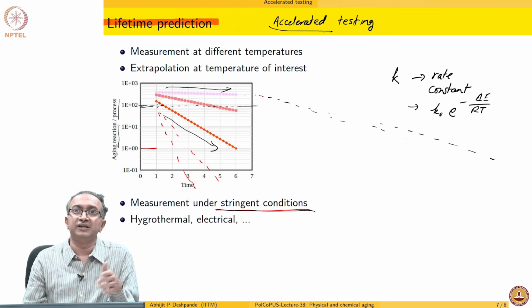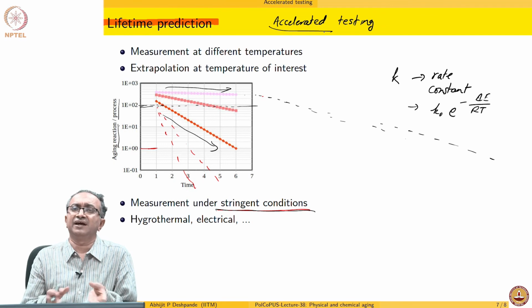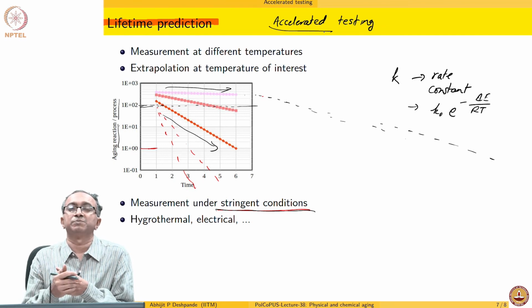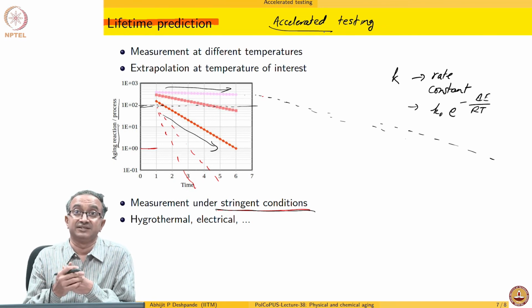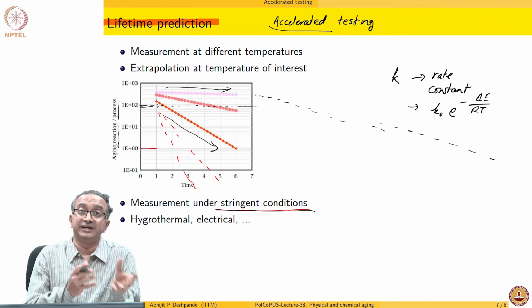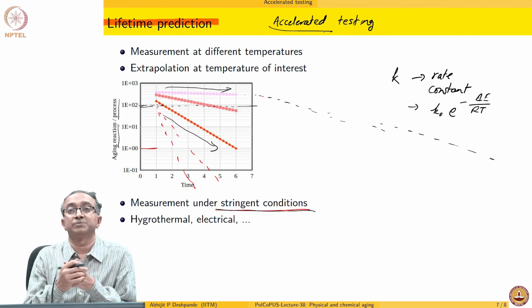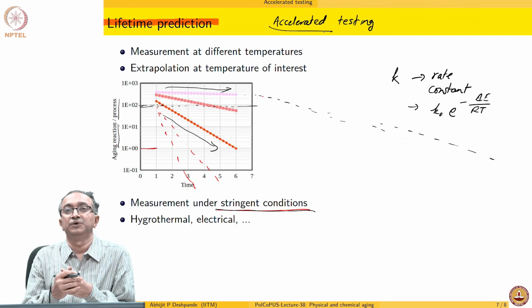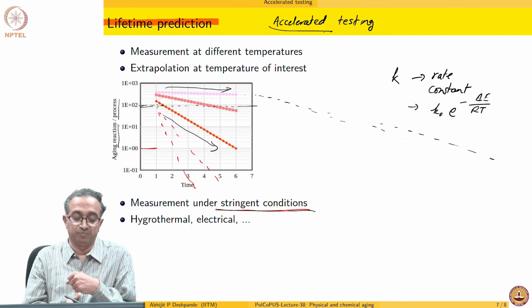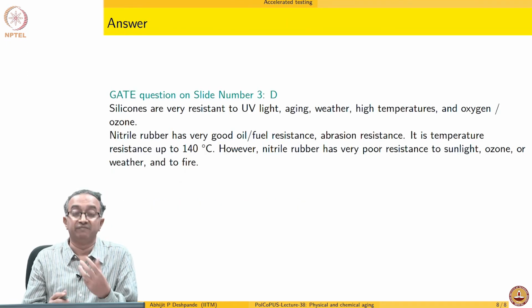So, this is quite commonly used, and this basic underlying idea is also what is useful for time temperature superposition in case of viscoelasticity. So, both in aging processes as well as long term prediction from a viscoelastic point of view, this idea of time temperature equivalence is a very powerful empirical tool available to us.